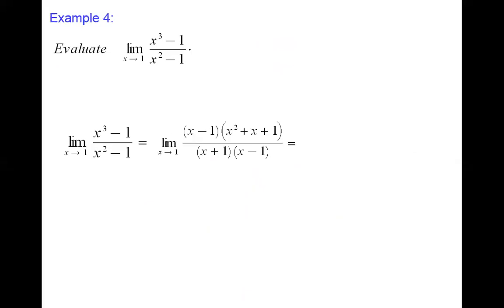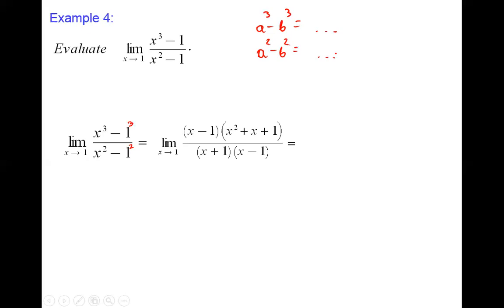Okay, example number 4. Evaluate the limit as x approaches 1 of (x³ - 1)/(x² - 1). Of course, 1 - 1 on the top, 1 - 1 on the bottom, 0 over 0. That means we know how to factor out. This is x³ - 1³, x² - 1². Okay, that means we're using the formulas a³ - b³, and you can check the formulas on my previous slide, and a² - b².